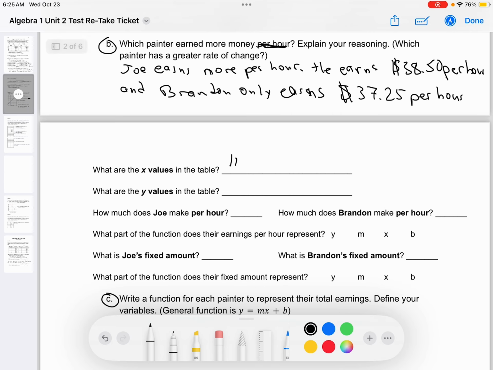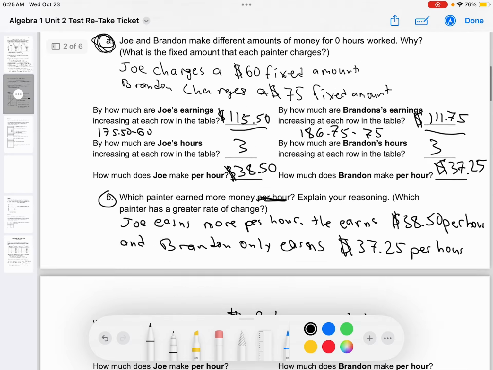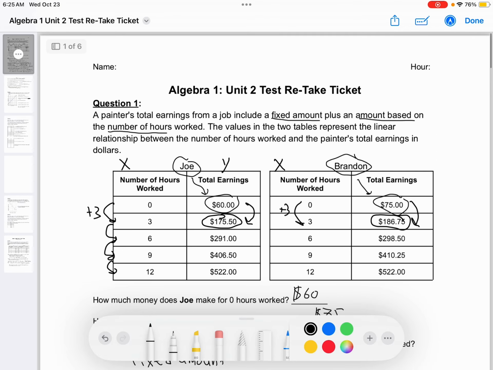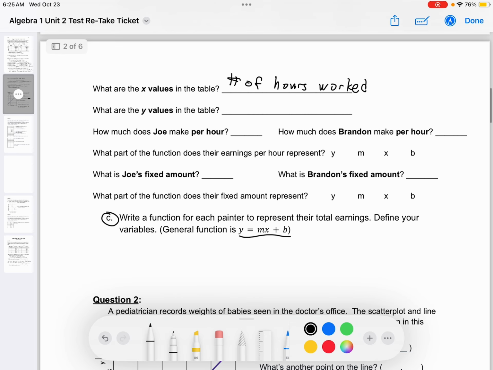X is the number of hours worked. For the y values, that's going to be the other side of the table. So for the y values up here, these are the total earnings. The y values will be the total earnings. Okay, so we know that much.